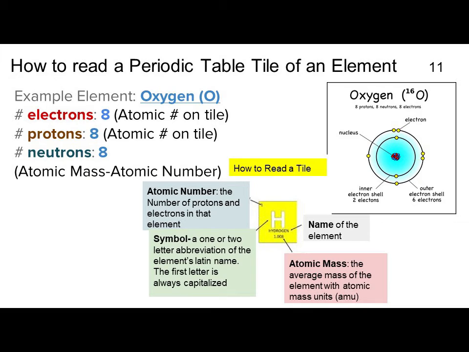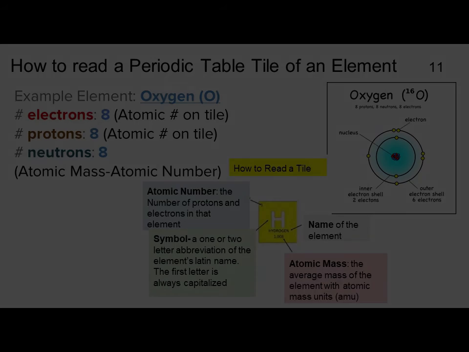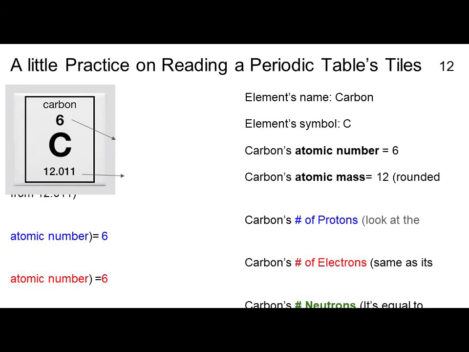So we have the atomic number, which is the number of protons and or electrons in that element. We have the symbol, a 1 or 2 letter abbreviation of the element's Latin name. And once again, the first letter is always capitalized. And we have the atomic mass, which is the average mass of the element with atomic mass units. And here's a little practice on reading a periodic table's tiles.